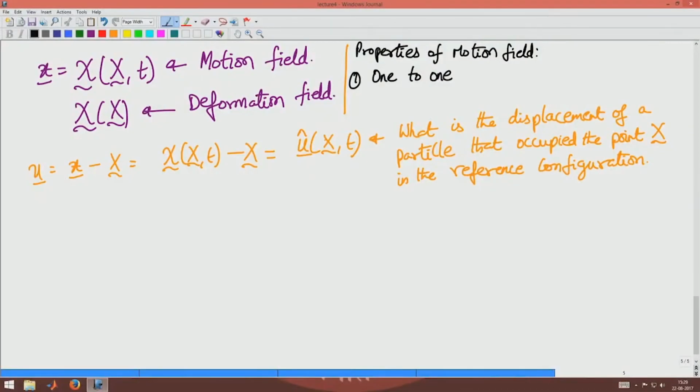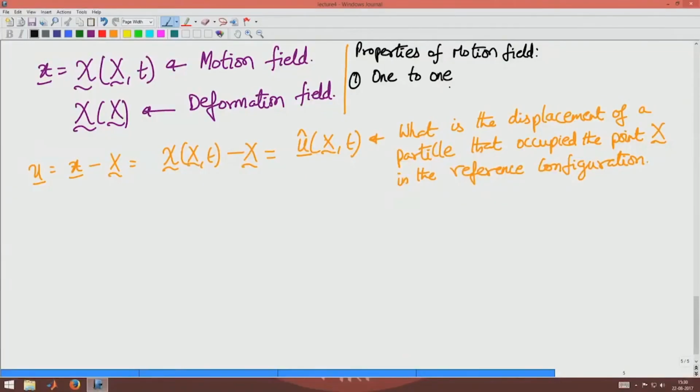Why should it be 1:1 is because you are not going to allow separation of particles, separation of surfaces, that is, you are not going to allow one particle to become two particles, or two particles to fuse into one particle, which means a particle occupying a point in space will occupy only one point in the current configuration also. So, that is what we mean by the motion field being 1:1.